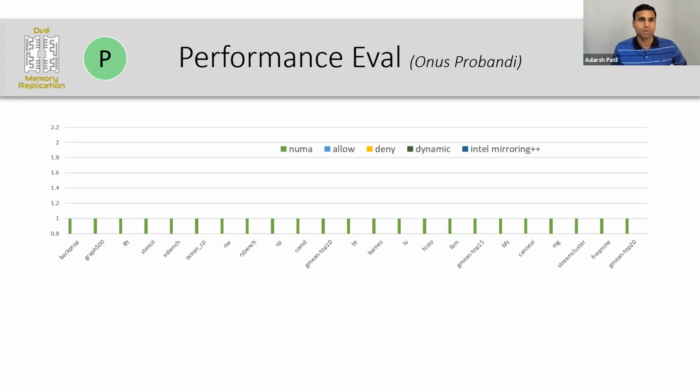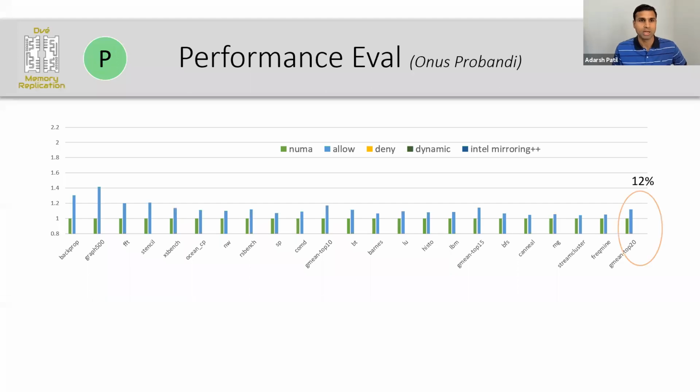This graph shows the performance of all of the configurations normalized to the baseline NUMA configuration without memory replication. The allow-based protocol provides a geomean speedup of 12% over all the benchmarks, and the deny-based protocol provides a geomean speedup of 15% over the baseline. A key point to note here is that all benchmarks for all schemes perform equal to or better than the baseline, which shows that the overheads of coherent replication do not cause any adverse performance penalty.